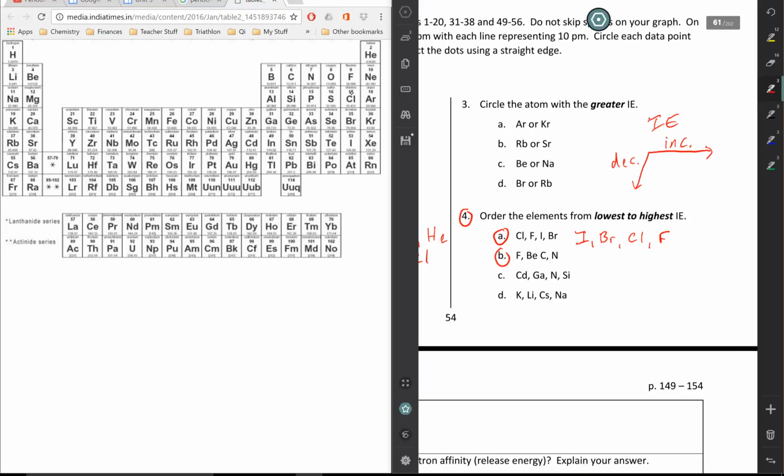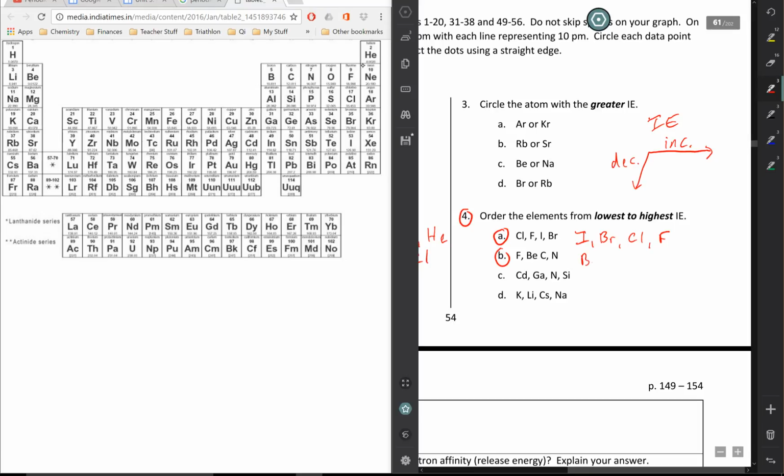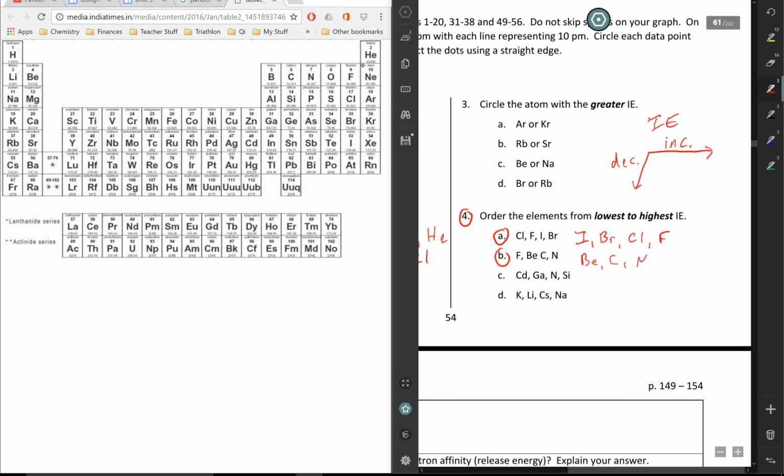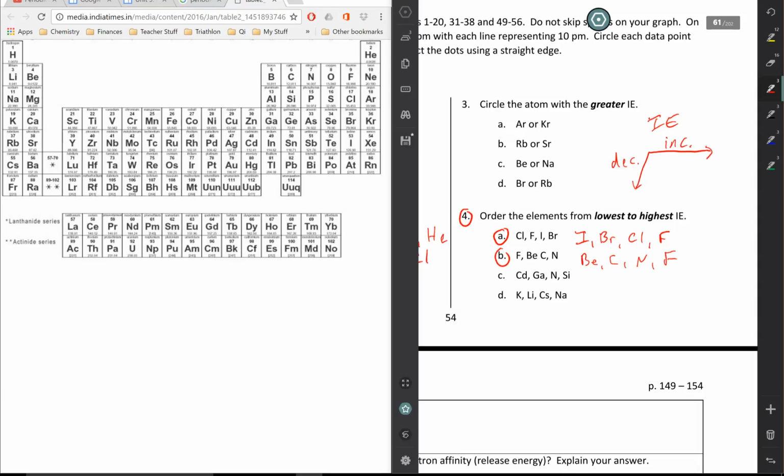Question 4B, fluorine, beryllium, carbon, and nitrogen. Find them on the periodic table. Hopefully you notice they're all in period 2. The lowest ionization energy is going to be the one farthest to the left. So in this case, it will be beryllium. As we make our way right across the periodic table, we'd run into carbon first, then nitrogen, and finally fluorine. That would have our highest ionization energy in this group. Again, I would suggest taking care of practice problems for C and D and checking your work.